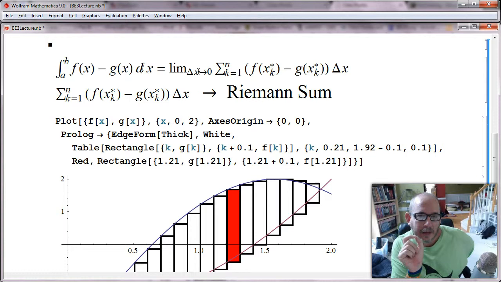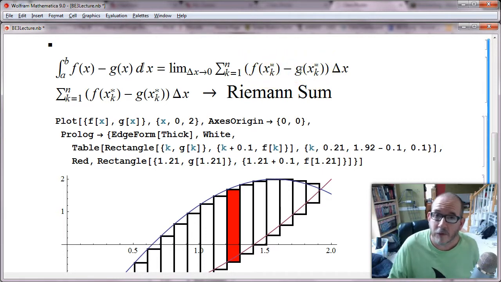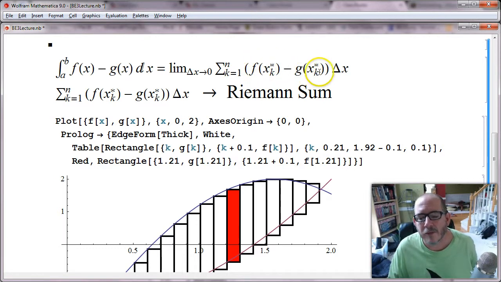We took the limit as they get skinnier and skinnier, and we defined what we meant by the definite integral as this limit, if this thing limited to a value. We found that if f and g are continuous, and the difference of continuous functions is continuous, then whatever's sitting here is continuous, this limit will exist, and that number will be our area.